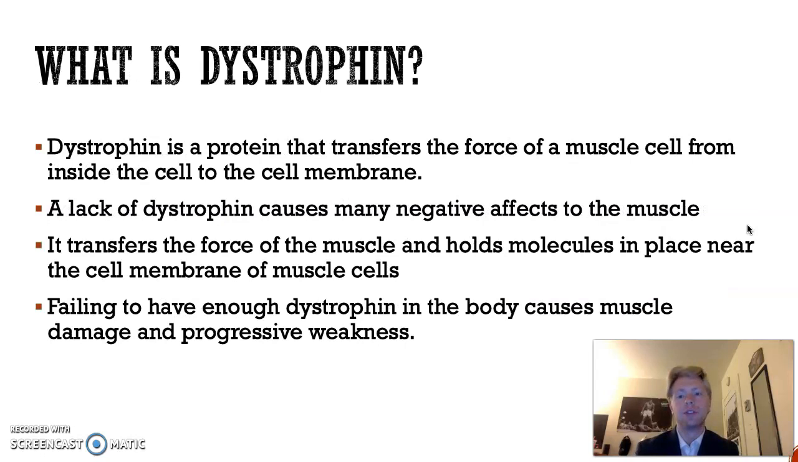So what is dystrophin? Dystrophin is a protein that transfers the force of a muscle cell from inside of the cell to the cell membrane. A lack of dystrophin can cause many negative effects on the muscles, and it also transfers the force of the muscle and holds the molecules in place near the cell membrane of the muscle cells. Failing to have enough dystrophin in the body causes muscle weakness and progressive damage to the muscles.